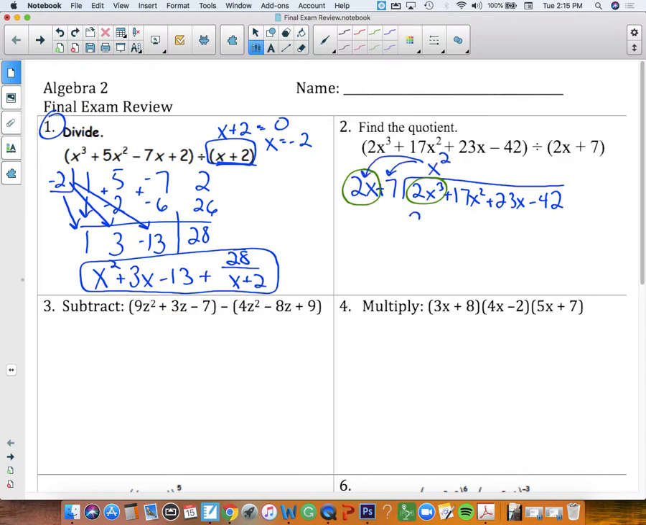So that would give me a 2x cubed plus 7x squared. And remember, once we put those down there, we have to subtract them. So you change your sign once you put them down there, so that way those will cancel. That's the goal. So we get a 10x squared, drop down the 23x, and then we do the same thing. What can I do to this 2x to make it be a 10x squared? That would be times 5x. So that gets me to 10x squared. 5 times 7 is 35. And then change your signs.